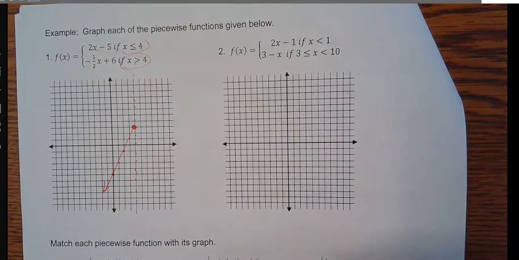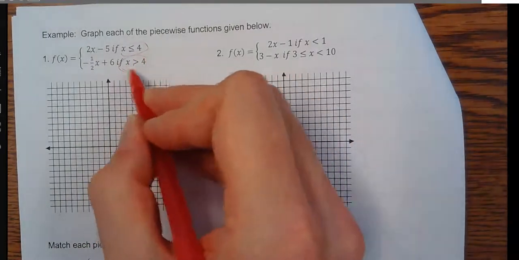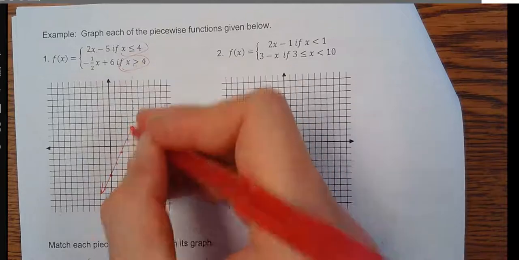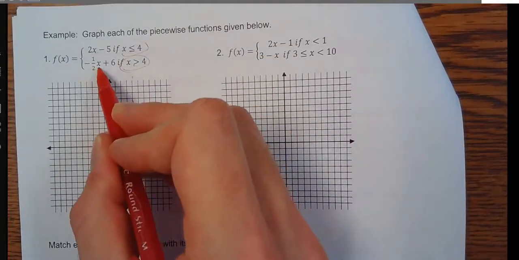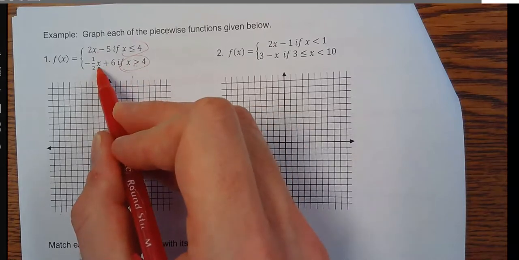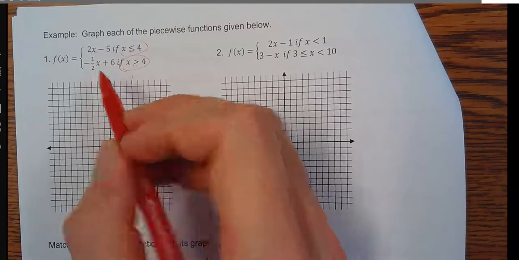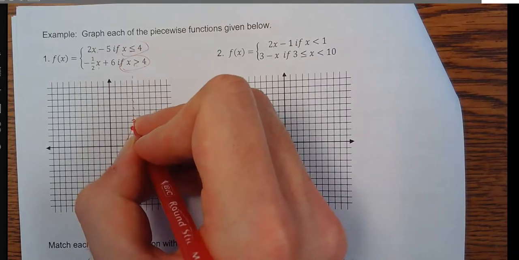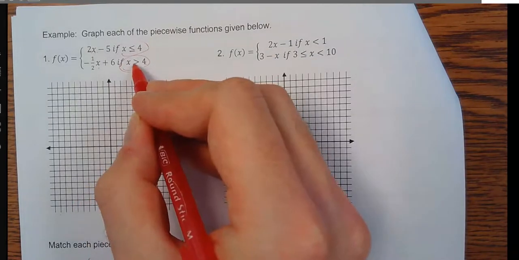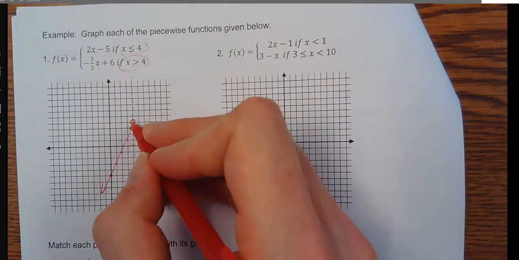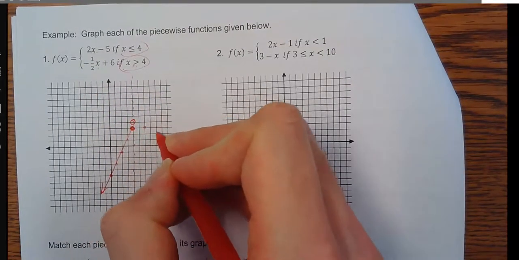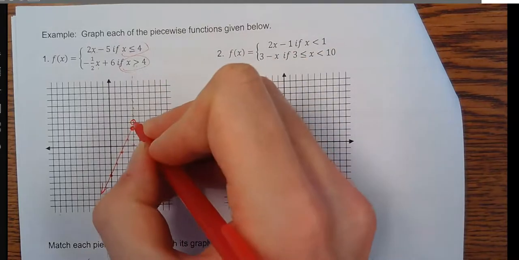So that's that piece. Now the other piece is, if x is greater than 4, what do I do? Well, where do I start on this line? Let's find out by plugging 4 into that function. So if I plug 4 in, negative half of that is negative 2, plus 6 is 4. So it's going to start here at 4, open circle, because it's just greater than. And then it has a slope of negative 1/2. So down 1, right 2, down 1, right 2, down 1, right 2. It goes something like this.